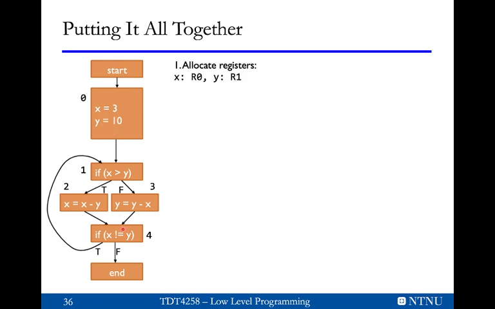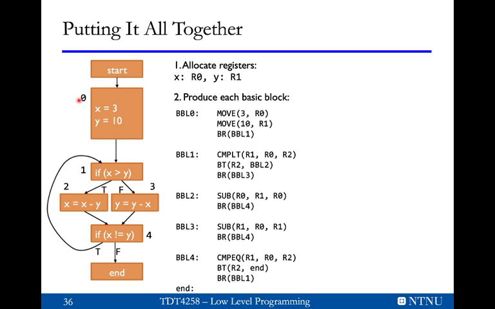And so the first thing we need to do is register allocation. Now here we only have two variables, so that's very simple. So let's assume our first variable x is just allocated to register 0, and our second variable y is allocated to register 1. Then we have to generate code for each basic block. So basic block 0 has two assignments here. So x equals 3 is translated into a move instruction that moves the constant 3 into the register we assigned for variable x, so r0, and y equals 10 is translated into the appropriate move instruction one line further down.